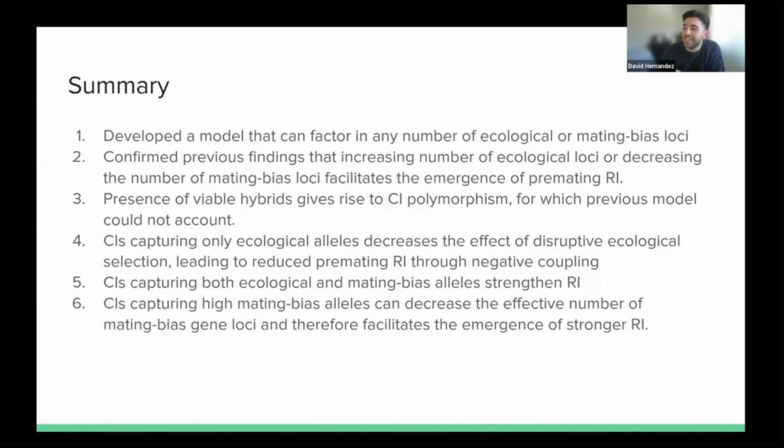But when we have these hybrids and they're not affected by the chromosome inversion, they continue to resupply the hybrid niches. So in the ecological model, you can't really have complete elimination of those hybrid niches. But the chromosomal inversion that captures only ecological alleles leads to a decrease in reproductive isolation through negative coupling. When a chromosome inversion is paired with an ecological and mating bias allele, we have stronger reproductive isolation through positive coupling. And a chromosome inversion that captures high mating bias alleles leads to fewer hybrid genotypes and stronger reproductive isolation.